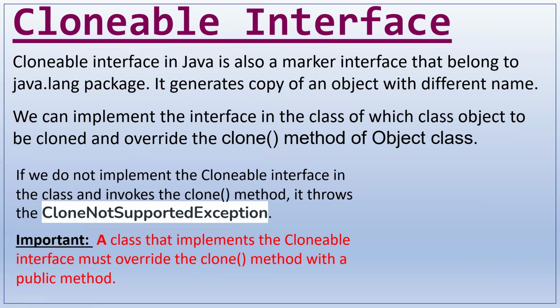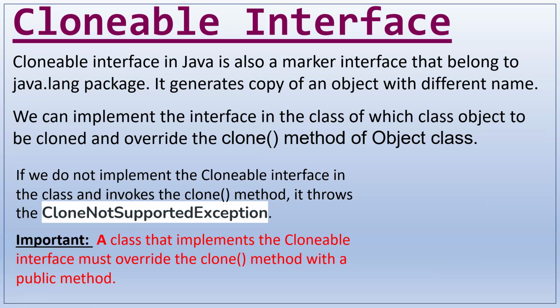And what is the purpose of it? It generates a copy of an object with a different name. Whenever you want to clone an existing object, you can use this Cloneable interface. To clone it, you implement this interface in the class whose object you want to clone, and you also have to override the clone method of the Object class in this class.